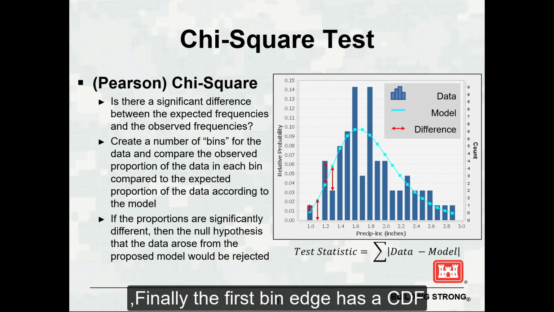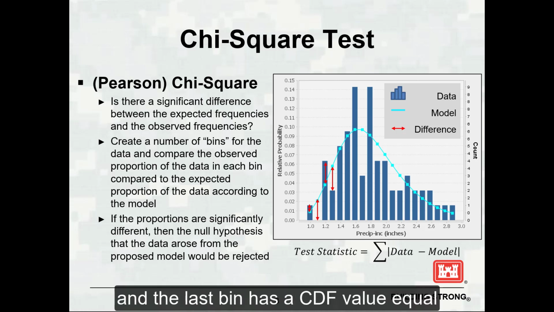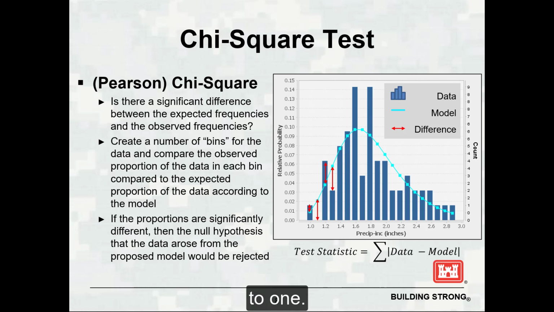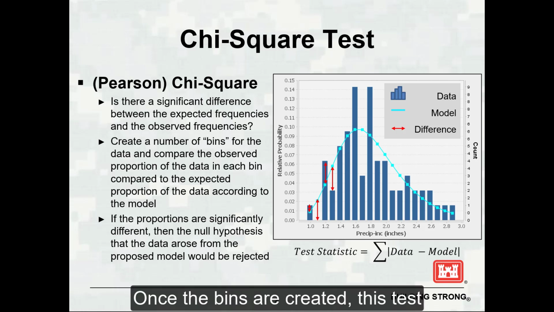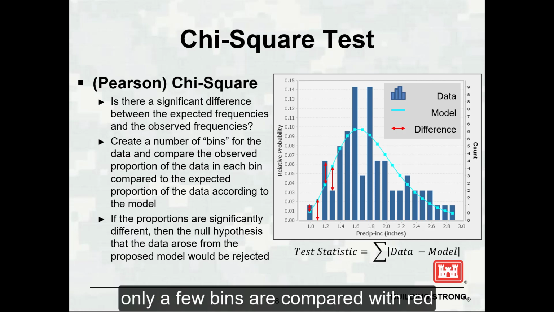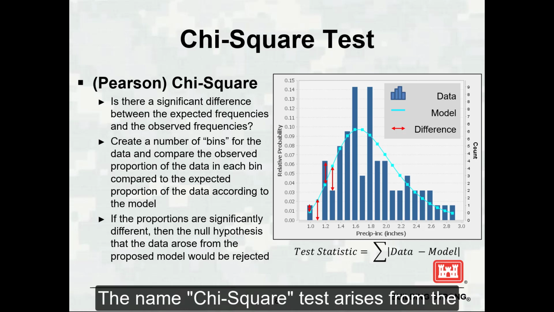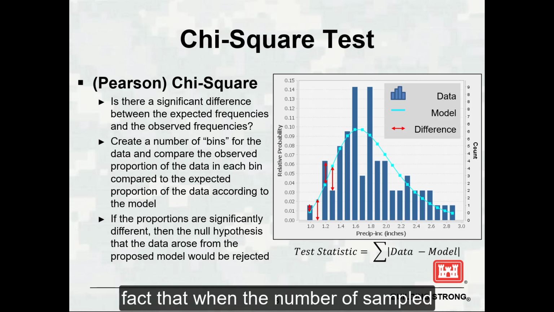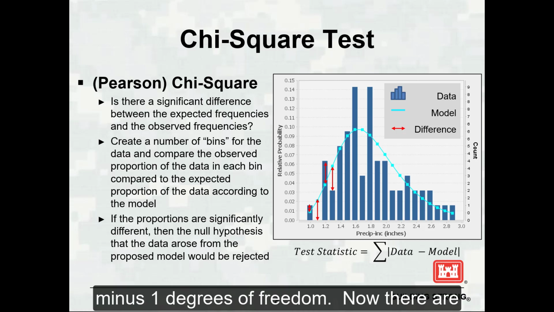Finally, the first bin edge has a CDF value equal to 0, and the last bin has a CDF value equal to 1. Once the bins are created, this test statistic is computed using the sum of squared residuals between the model and data across the entire probability range. In the figure above, only a few bins are compared with red arrows, but all bins are compared. The name chi-square test arises from the fact that when the number of sampled elements in each bin is equivalent to the expected value, it is predicted by the chi-square distribution with n-1 degrees of freedom.